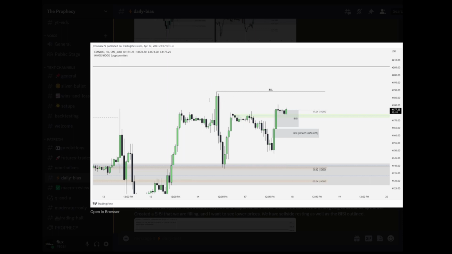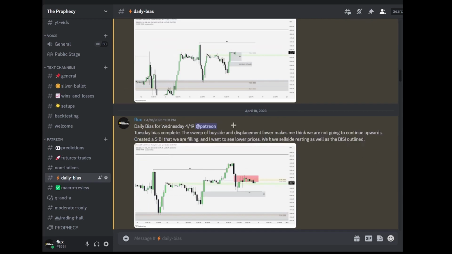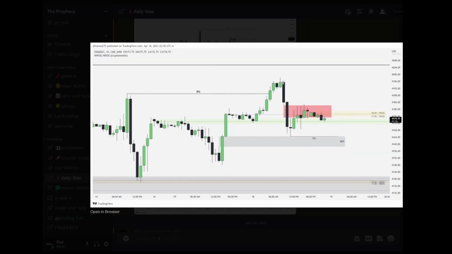We have untapped liquidity above us, and we're above the 50% mark. We have multiple fair value gaps below that should support price. So the daily bias was that I wanted to see higher prices and that the buy side liquidity be taken out. And you can see the next day we do take out that buy side liquidity. Then we are trading within this fair value gap. So I wanted to see this fair value gap respected, and then we trade lower into the sell side liquidity.